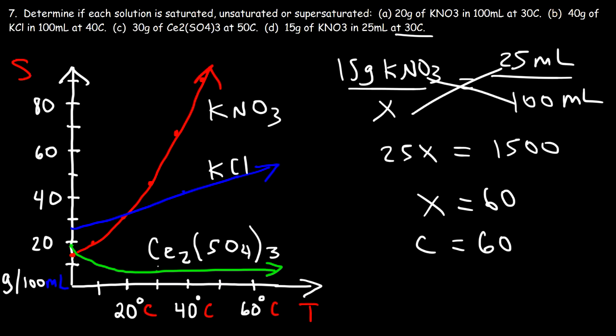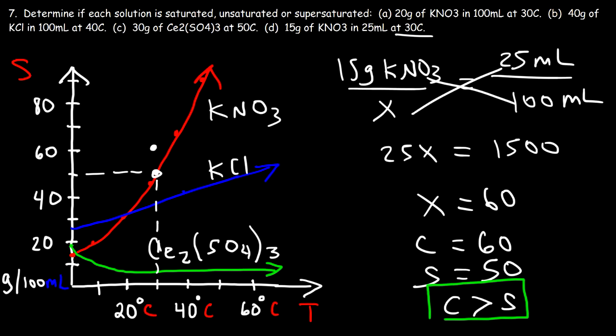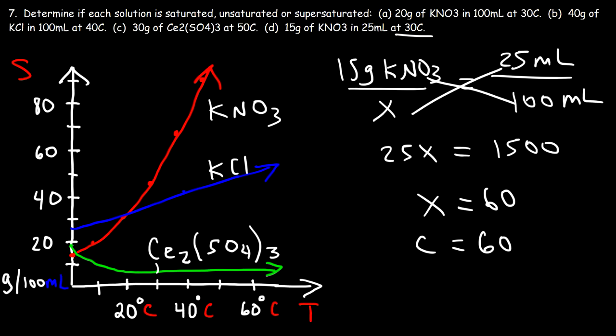So at 30 Celsius, we need to look for the red line. The solubility is 50. So the concentration is greater than the solubility. So at 30 Celsius, the concentration is 60, but the solubility is 50, so it's above the red line. Therefore, we have a supersaturated solution for part D. And so that's it for that problem.